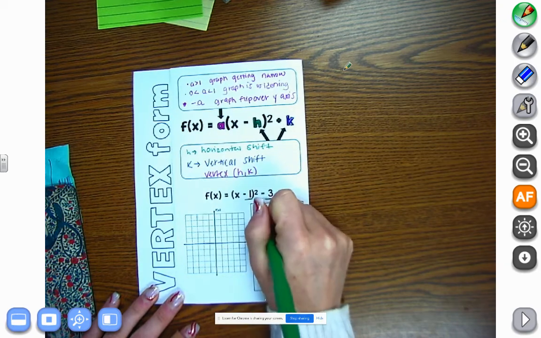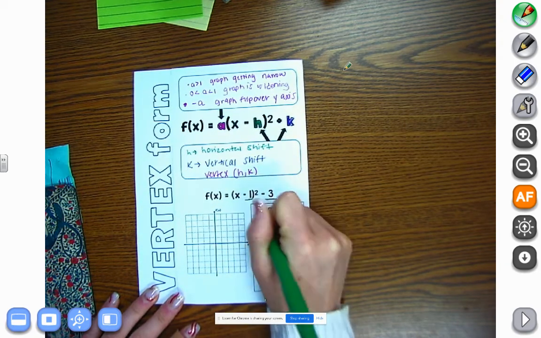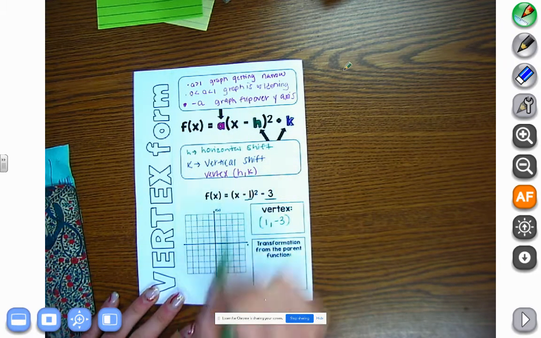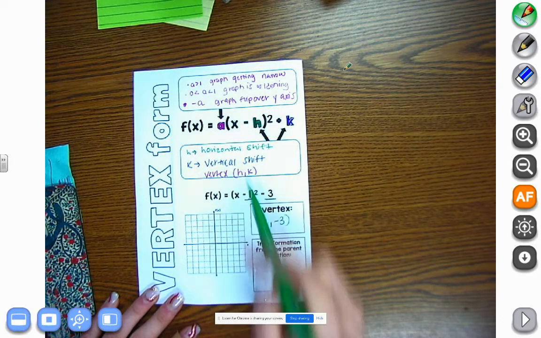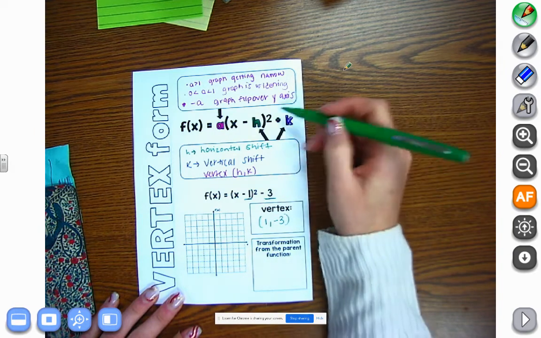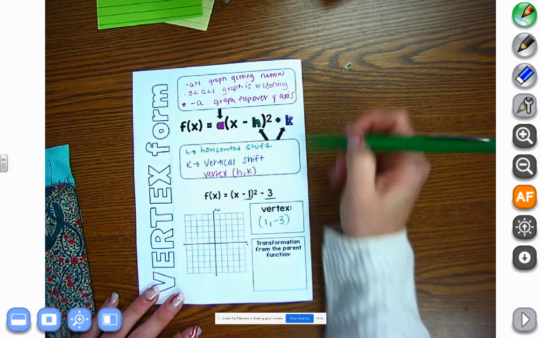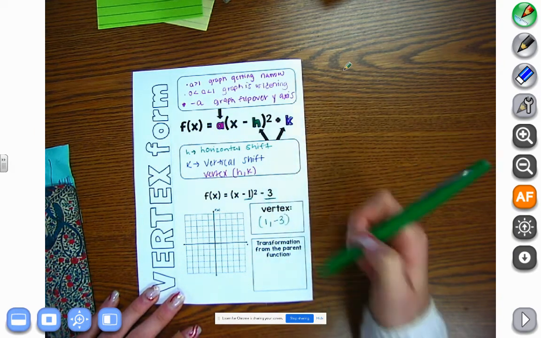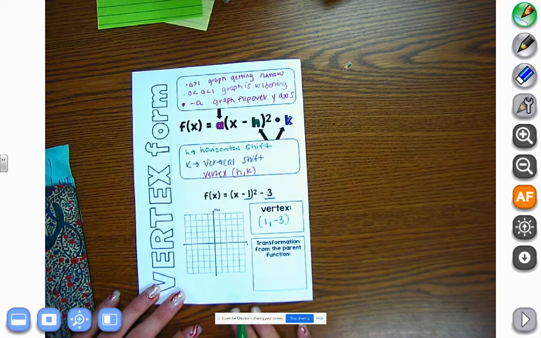So we have (1, -3). This is a negative in our original equation. That's why our 1 is positive, because it's supposed to be like that. And our K is supposed to be plus K, so we take that sign with us, and that's why that's a negative 3.